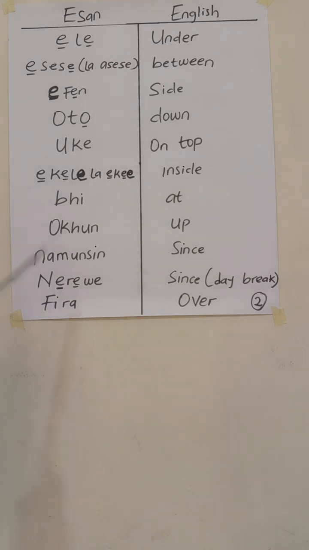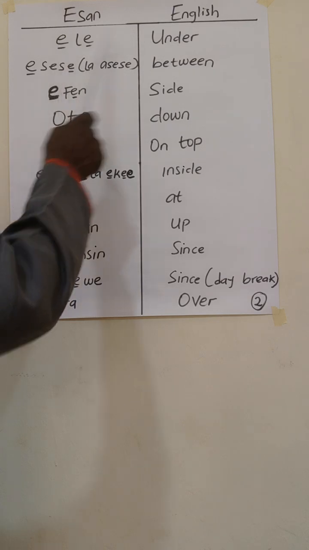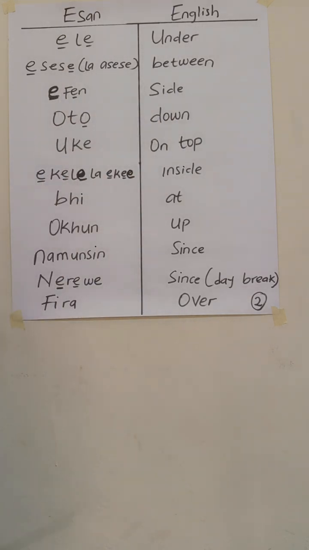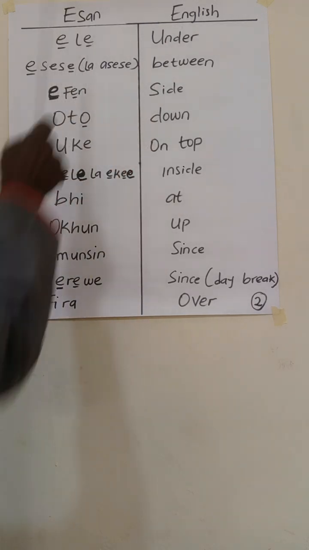Now the next one is ele. Ele means under. Elodi, under the palm tree. Ele table, under the table. Ele means under. In Esan it is called ele.